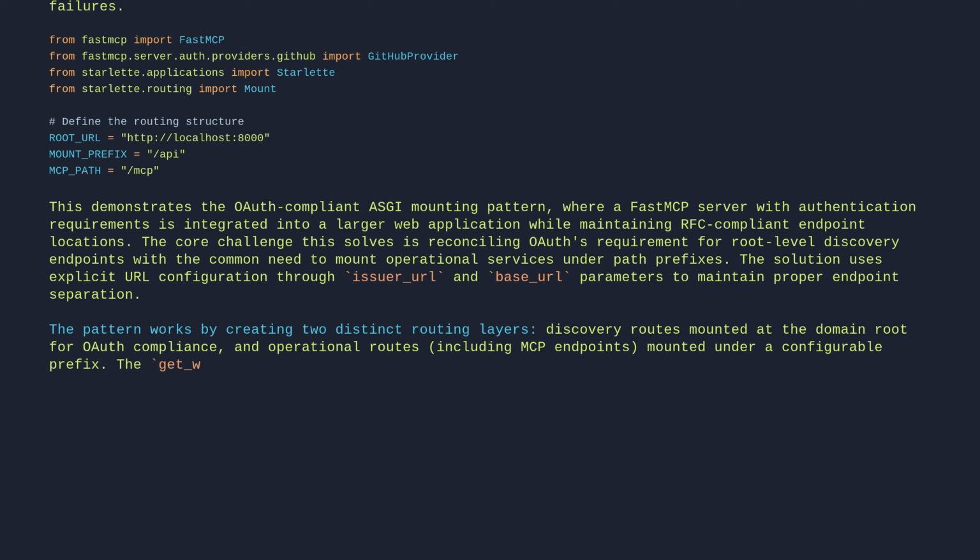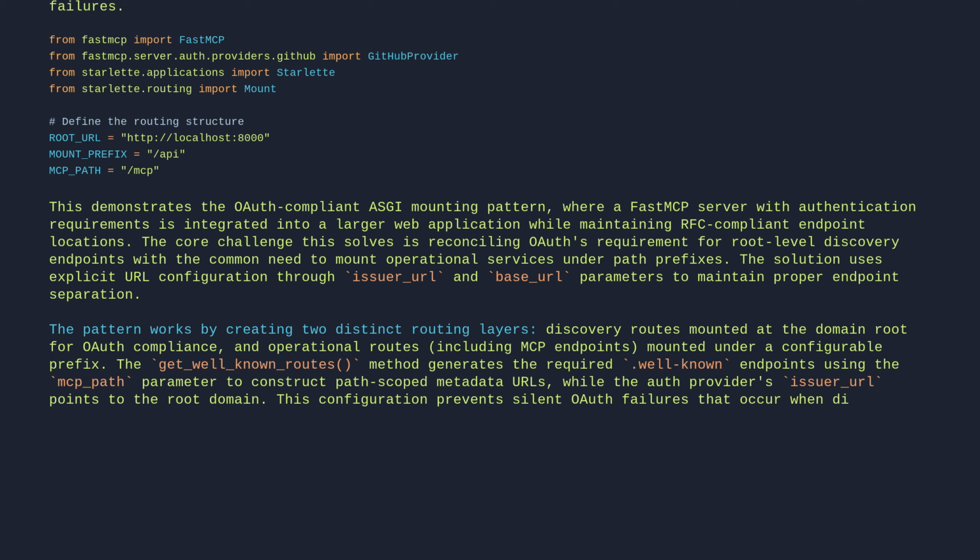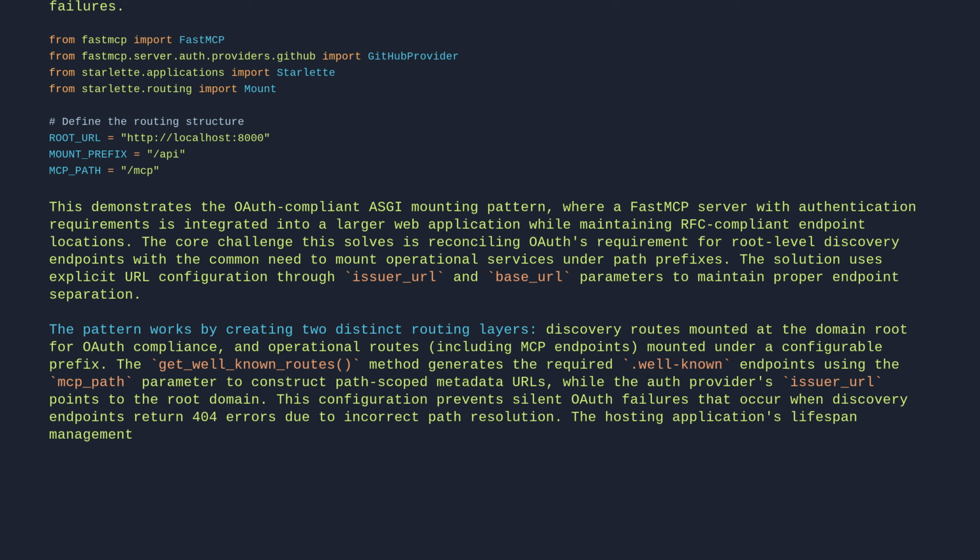The solution uses explicit URL configuration through issuer URL and base URL parameters to maintain proper endpoint separation. The pattern works by creating two distinct routing layers: discovery routes mounted at the domain root for OAuth compliance, and operational routes, including MCP endpoints, mounted under a configurable prefix. The get_well_known_routes method generates the required well-known endpoints using the MCP path parameter to construct path-scoped metadata URLs, while the auth provider's issuer URL points to the root domain. This configuration prevents silent OAuth failures that occur when discovery endpoints return 404 errors due to incorrect path resolution. The hosting application's lifespan management comes directly from the FastMCP app to ensure proper session handling.